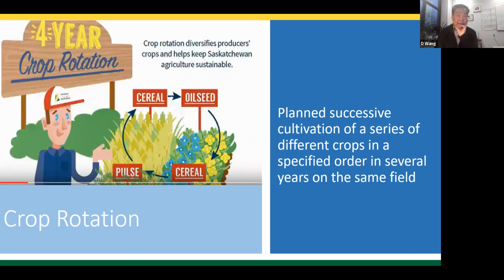And the crop rotation is defined as a planned successive cultivation of a series of different crops in a specific order over several years on the same field.